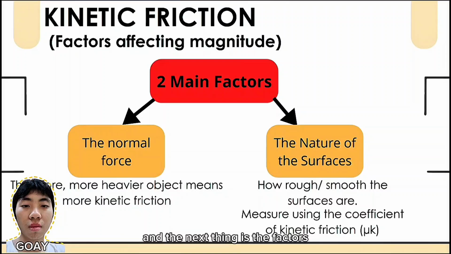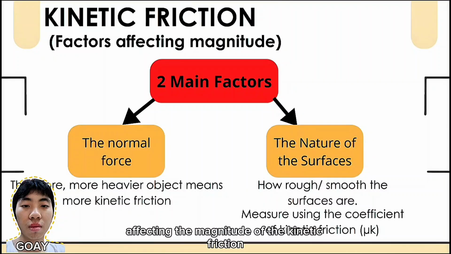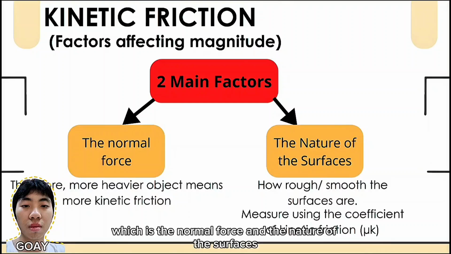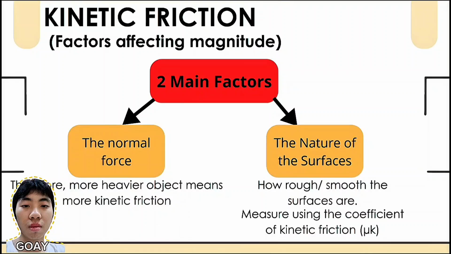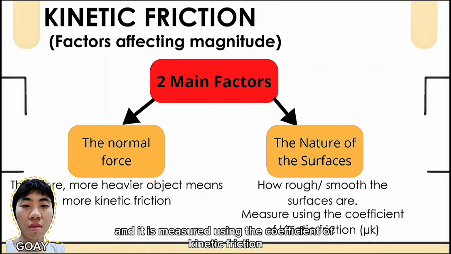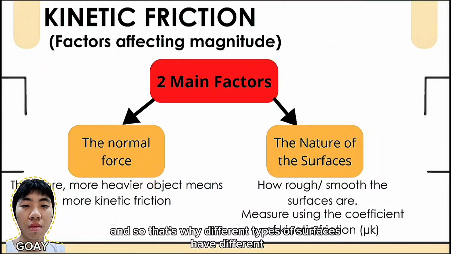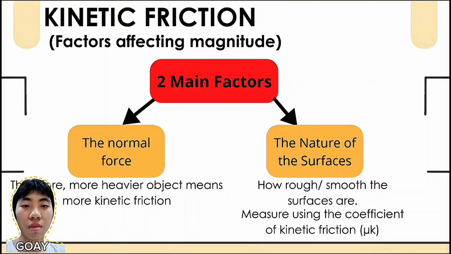And the next thing is the factors affecting the magnitude of the kinetic friction. There are two main factors, which are the normal force and the nature of the surfaces. If the object is heavier, the normal force will increase and the kinetic friction will also increase. The nature of the surfaces means how rough or smooth the surfaces are, and it is measured using the coefficient of kinetic friction. So that's why different types of surfaces have different magnitudes of coefficient.